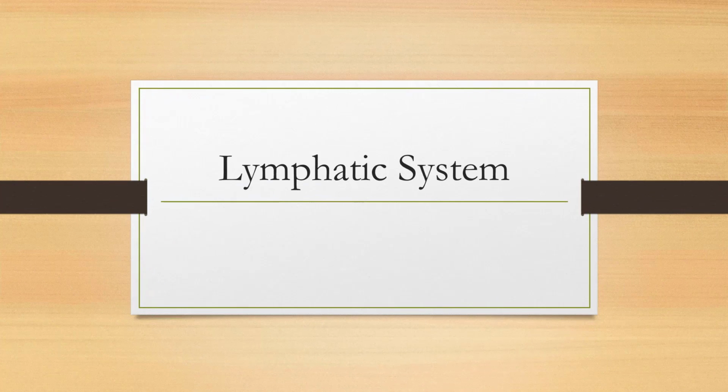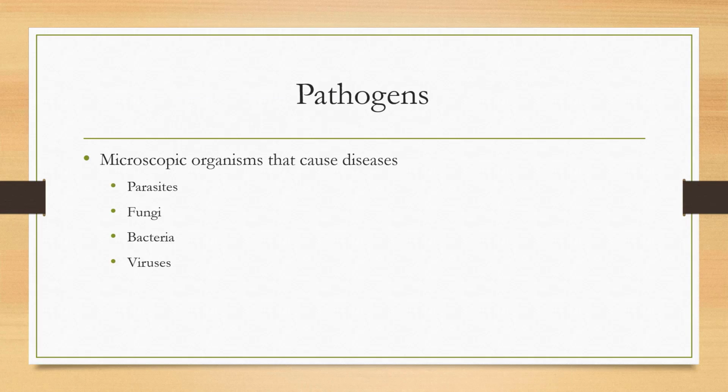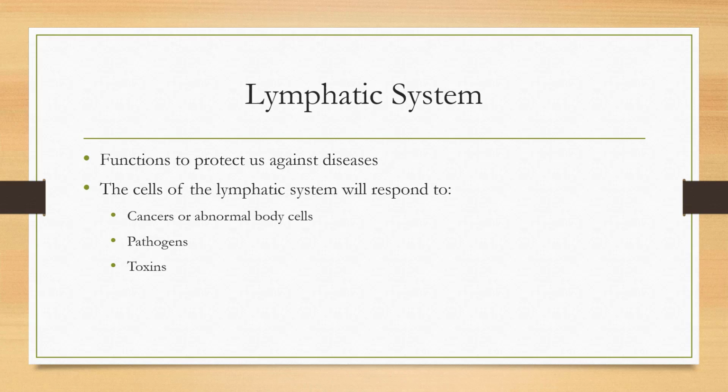The lymphatic system. This is the first video in a series of videos that we will put up to go over the lymphatic system. Pathogens are microscopic organisms that cause diseases. This would include things like parasites, fungi, bacteria, and viruses. The lymphatic system's job is to protect us against these diseases.